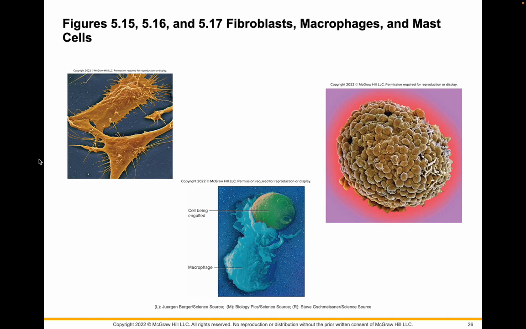And here are pictures of them. See how this kind of looks like a blast? So these are fibroblasts, easy to recognize. Macrophages, here it is engulfing this other cell that it's going to digest with its lysosome. And then here's this huge mast cell, and it's going to be releasing chemicals.